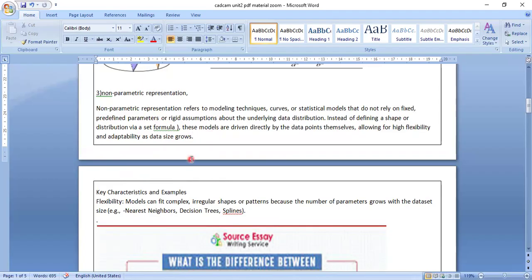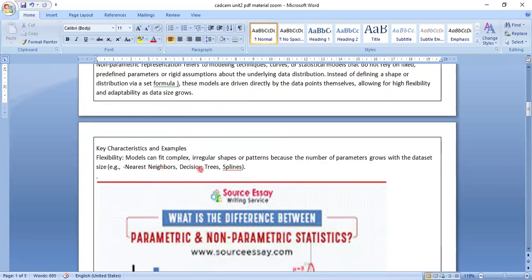Whereas in the parametric, you have seen that it is made up of some figures. These models are drawn directly from the data points themselves, allowing high flexibility. Here in the non-parametric representation models, you have high flexibility. You can change their dimensions by using mathematics, and it adapts as the data size grows. Models can fit complex, irregular shapes and patterns because the number of parameters grows as the data set grows. The best examples are nearest neighbors, decision trees, and splines.